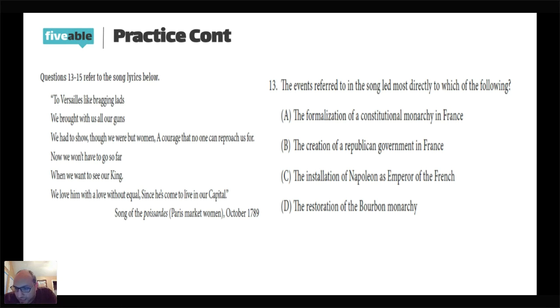Michelle, you asked, what is HIPPO? HIPPO is an acronym for analyzing documents for the document-based question. H is for historical context. Some people say historical situation. I is for the intended audience. The P is for purpose. The other P is for point of view. And the O is for outside information.